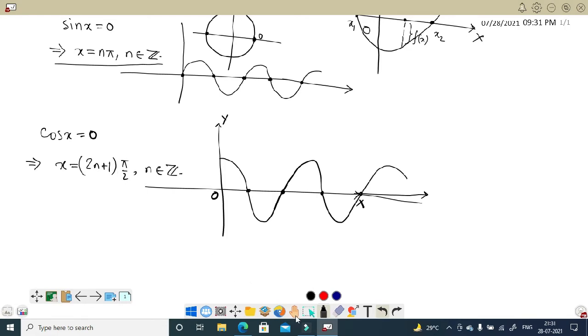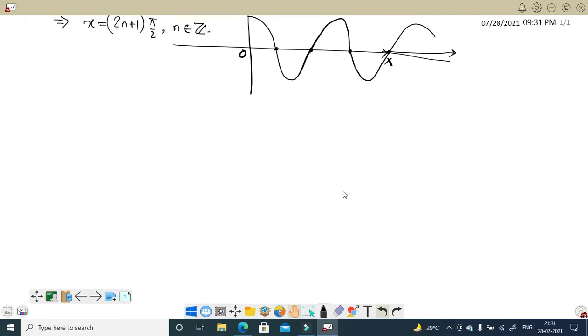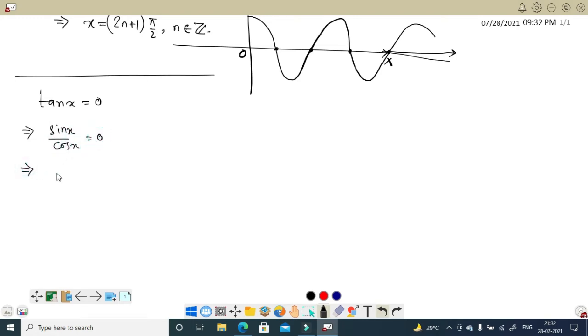Now you see, if we are looking for the solutions of tan x equals 0, what we will do? Just the same thing we are doing here. We have to draw the graph of tan x, and from that we can find the points of intersection on the x-axis. Now another thing you see, tan x can be written as sin x by cos x, and if you take cos x to the right hand side by cross multiplying, you will get only sin x equal to 0.